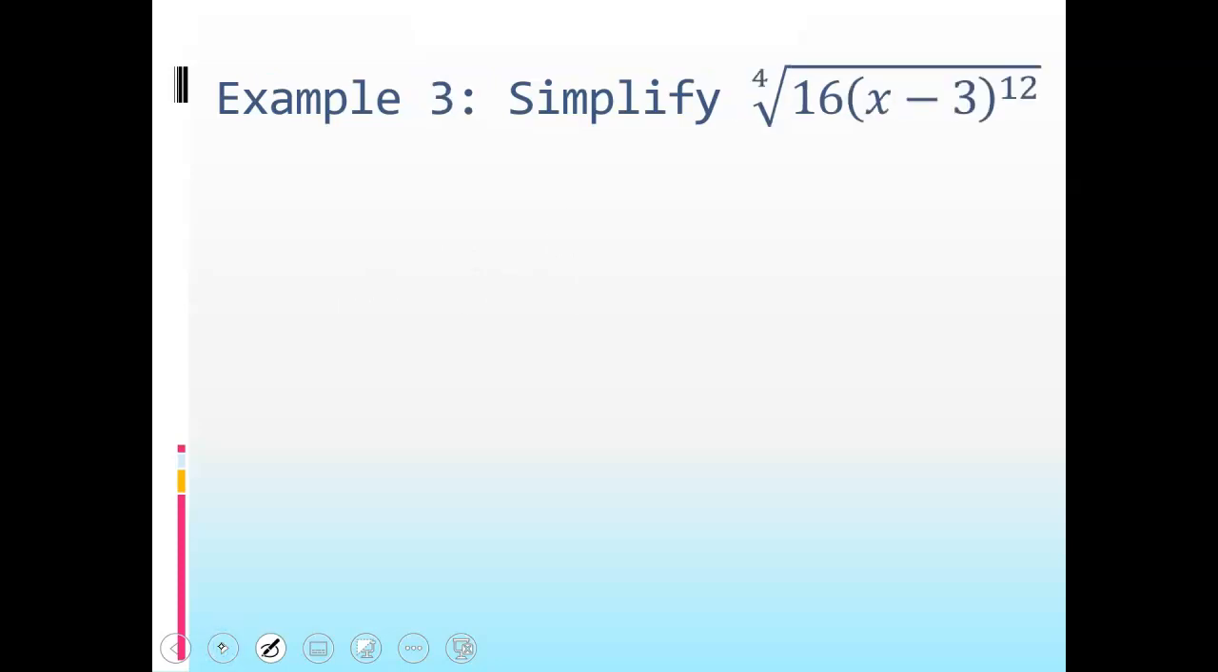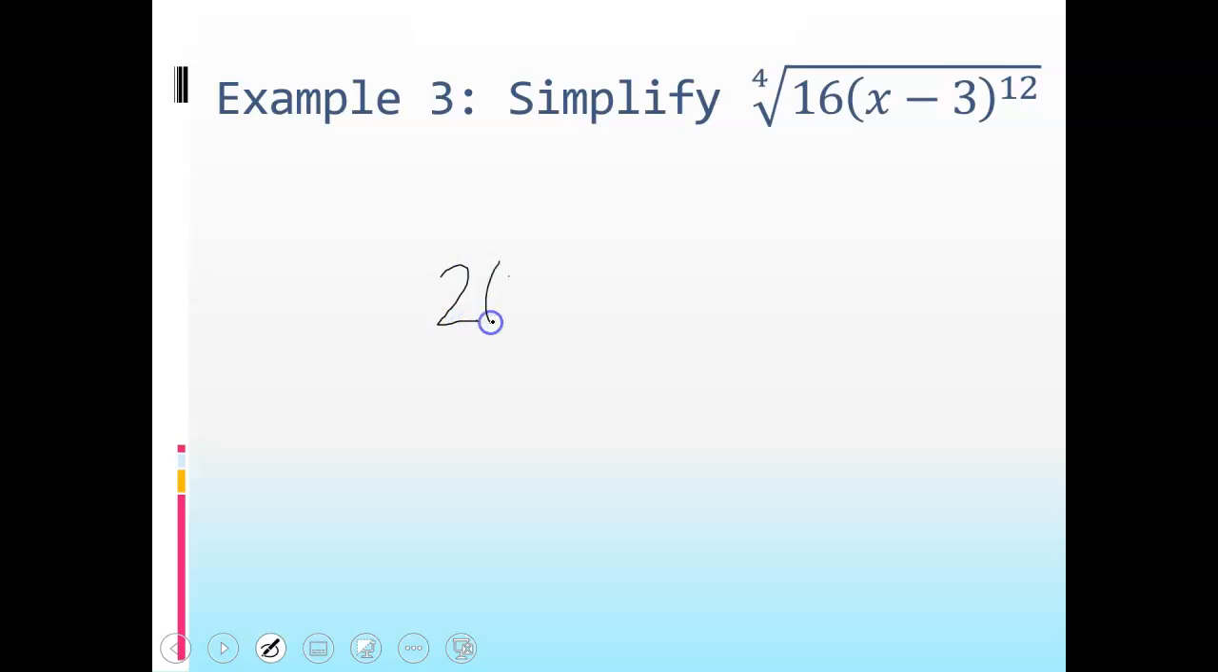Oh, this one. How did you do this one? That's what we're going to learn. So what number, if any, multiplied together 4 times is 16? 2. So the 4th root of 16 is 2.